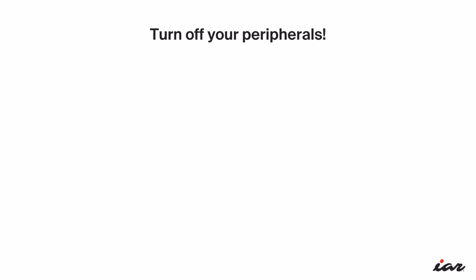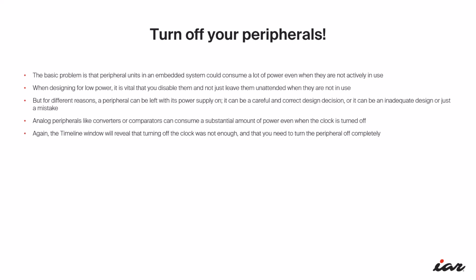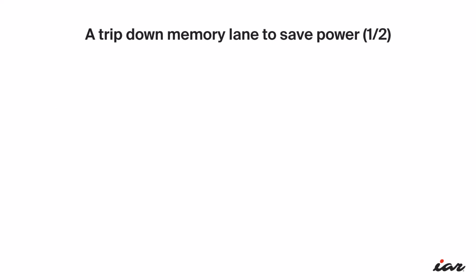But for different reasons, a peripheral can be left with its power supply on. So it's important to make sure that you can measure and see the effect when the peripheral is really turned off. In some cases, just disabling the clock is not enough. So the timeline window with the corresponding source code will allow you to find the cause of problems when you modify your application. And when you disable the peripherals, you can see that directly correlated in the total consumption of your application.